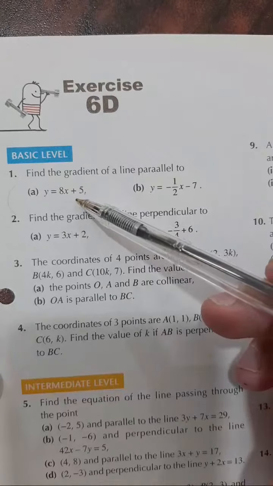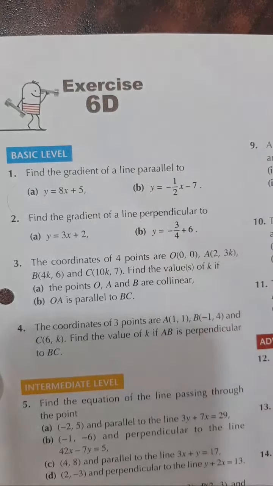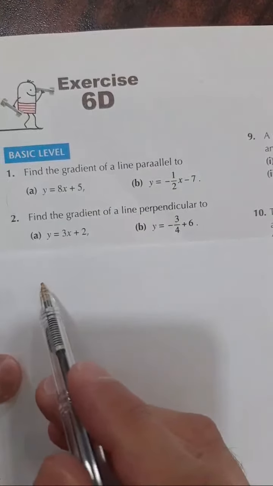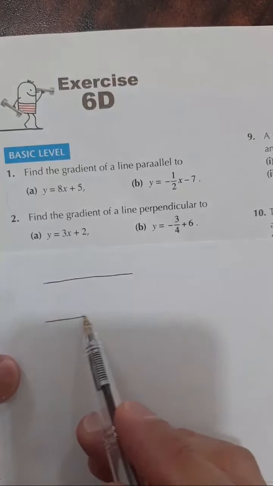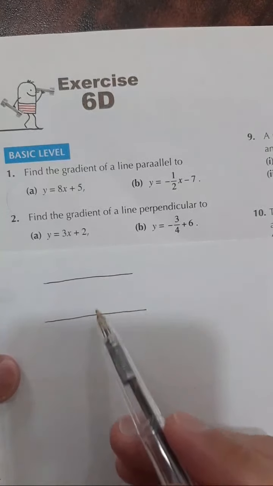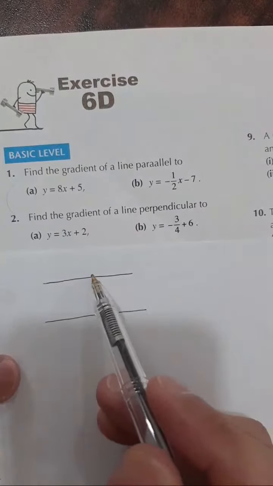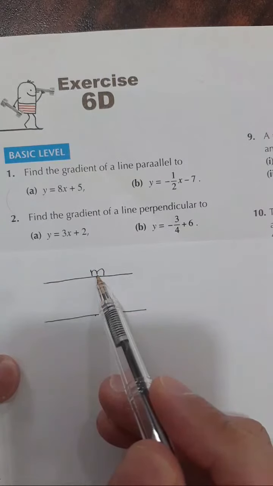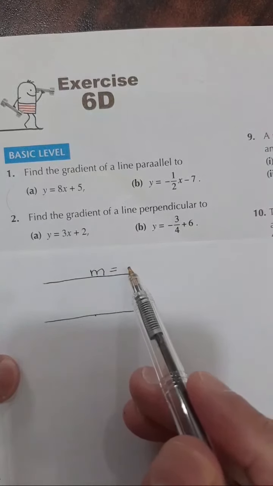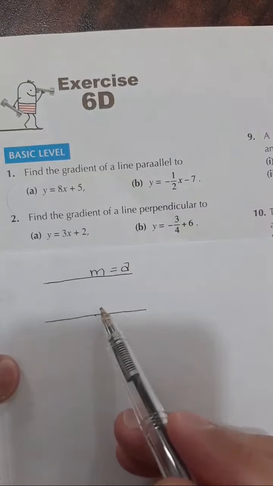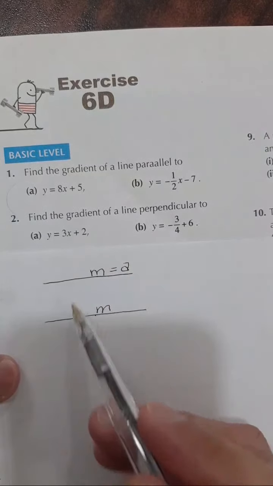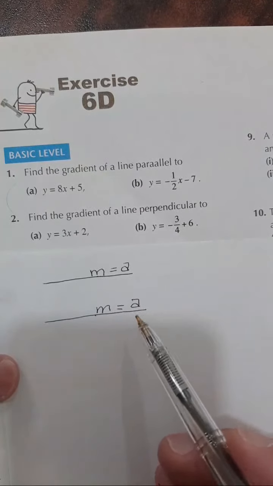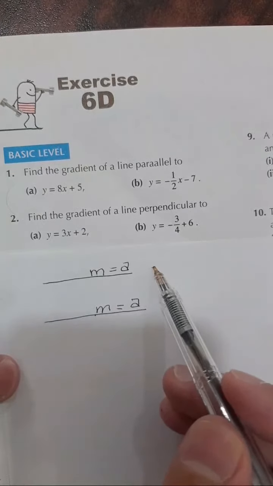Part A says y is equal to 8x plus 5. So basically the concept says that if two lines are parallel like this, then their gradients are also the same. Whatever the gradient of this line is, represented by m, suppose this gradient is a, then because these two lines are parallel, the gradient of this line must be a. Hence gradients of parallel lines are the same.